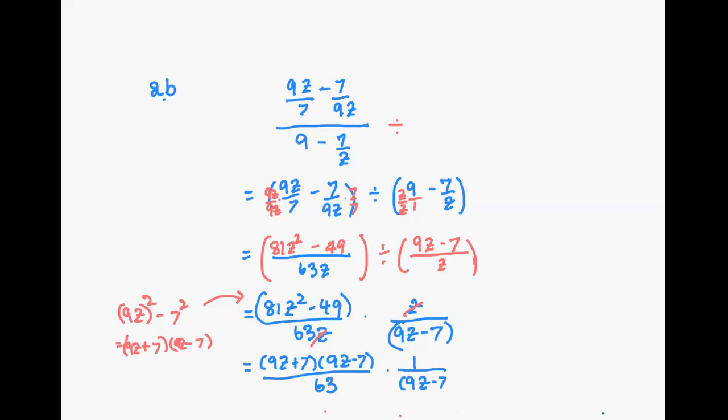Then we can reduce further as we see the quantity 9z minus 7, 9z minus 7. Therefore, this expression is simplified to be 9 times z plus 7, all divided by 63.